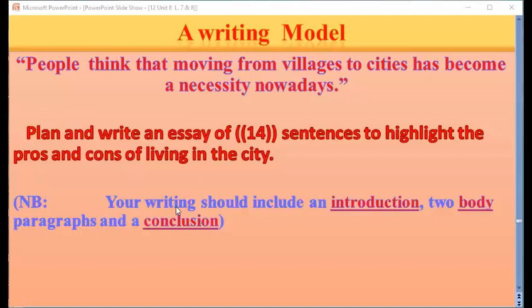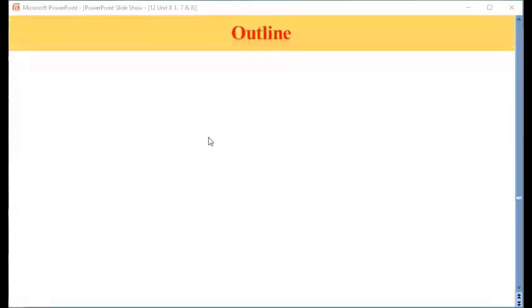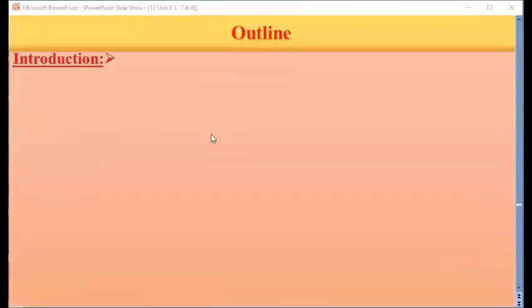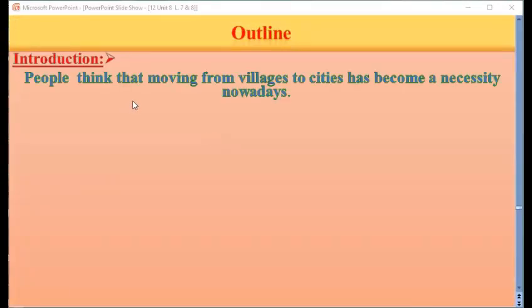Have a look at this part. Your writing should include an introduction, two body paragraphs, and a conclusion. Take care, dear students. Here we have the ideas, and here we have how to make the outline: introduction, body, conclusion. How can we deal with it? Let us see, dear students, here the introduction. In the introduction, people think that moving from villages to cities has become a necessity nowadays.